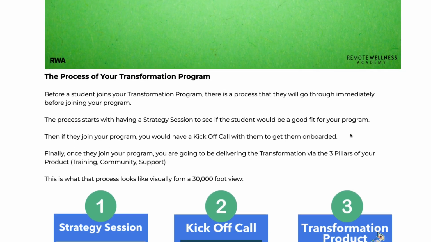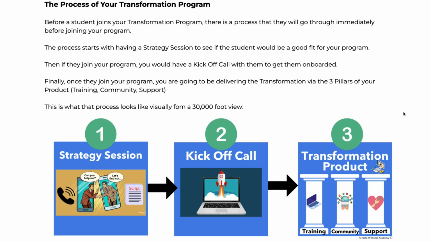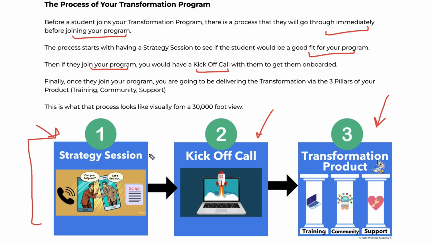So before a student joins your transformation program, there is a process that they are going to go through immediately right before actually joining your program, okay? So this process is going to start with a strategy session to see if the student would be a good fit for your program. That's going to be the first step. Then if they join your program, you're going to have a kickoff call with them in order to get them onboarded. And then finally, once they join your program, that is when you're going to deliver the transformation via the 3 pillars of your product, right? Training, community, and support. And so this is what it is going to look like from a 30,000 foot overview: strategy session, kickoff call, and then transformation product.